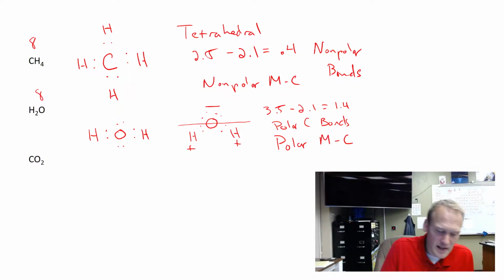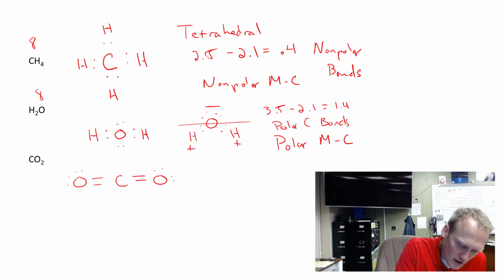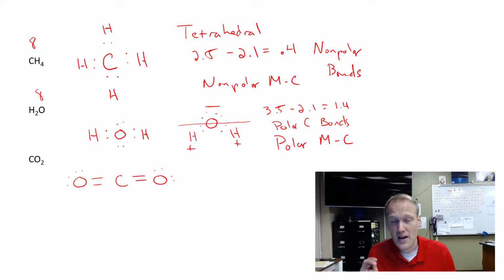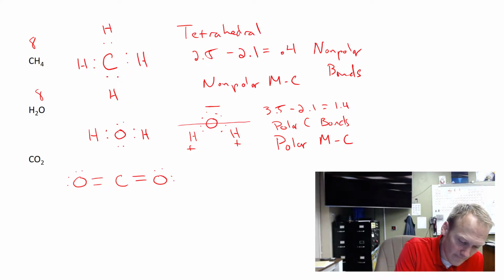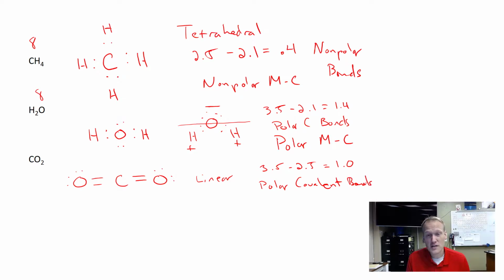The next one here is carbon dioxide. Carbon dioxide we've drawn a couple times. I'm going to hurry through this. It will look like this at the end with a double bond on both sides. This central carbon has 2 domains, 1, 2. And there's no lone pairs. Whenever we have 2 domains and no lone pairs, we know that this is going to be linear. Oxygen is 3.5, carbon is 2.5, and that is a difference of 1.0. So this has polar covalent bonds.